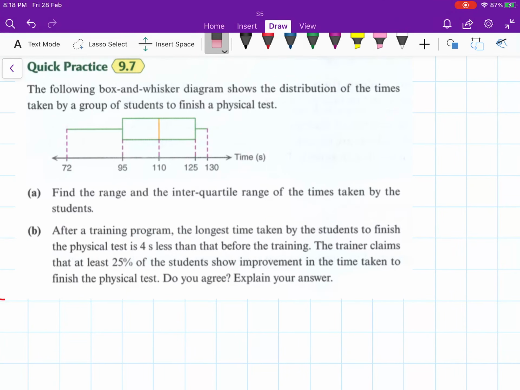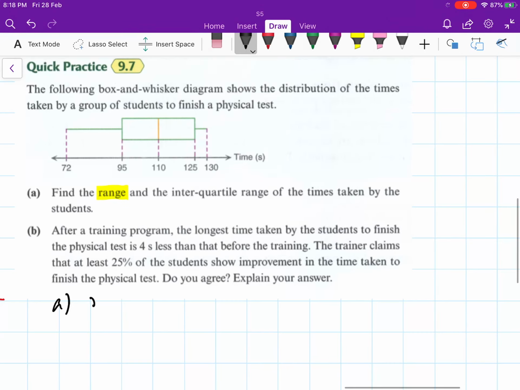So last one, quick practice 9.7. The following Box-and-Whisker diagram shows the distribution of time taken by a group of students to finish a physical test. Find the range again. I hope that you still remember how to find the range. Range, we use the maximum minus the minimum. So you just write it down: 130 minus 72. This is how you find the range.